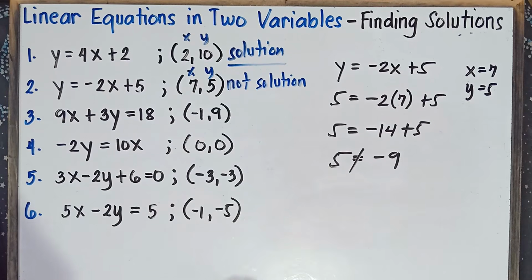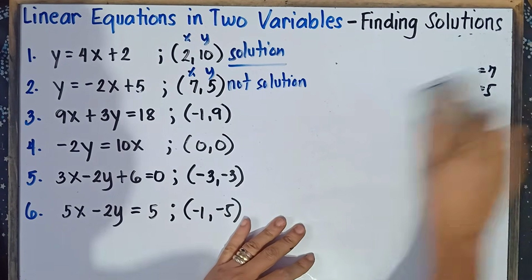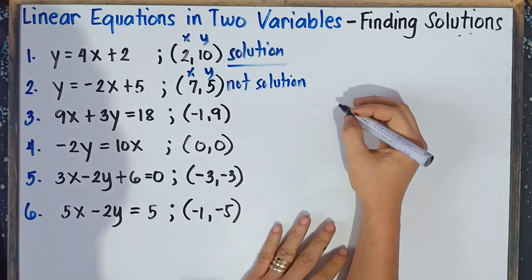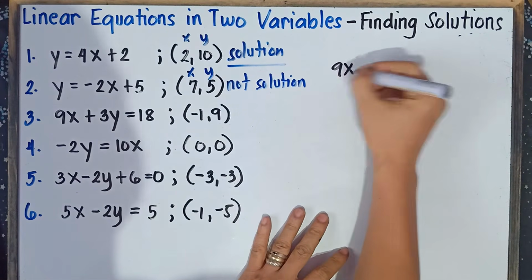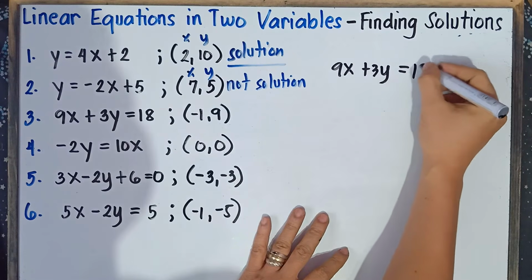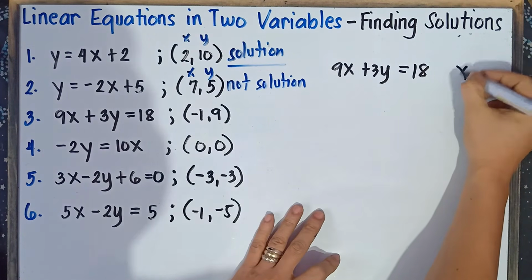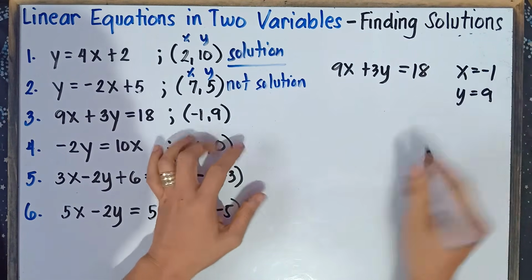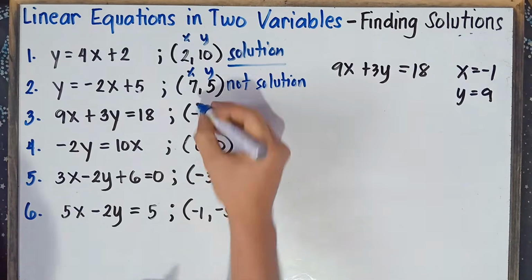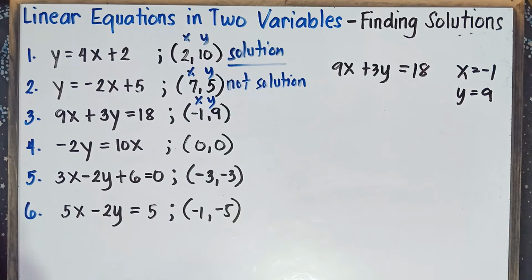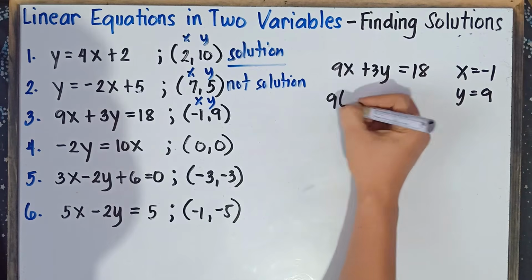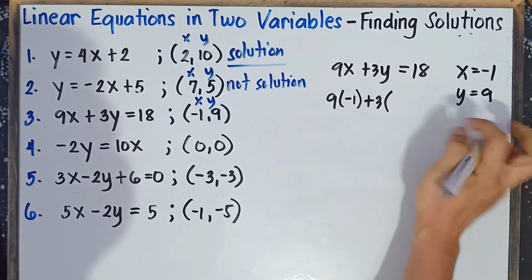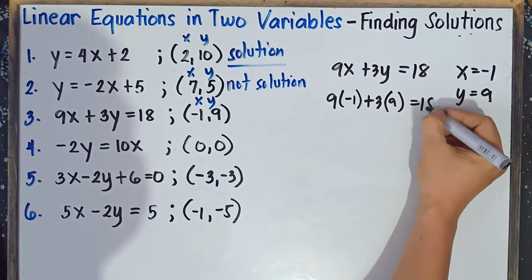Alright, so let's have example number 3. Very easy, right? For this one, simply substitute the value of x and then the value of y. So number 3, we have 9x plus 3y equals 18. The value of x, that would be negative 1. The value of y, that would be positive 9. Do it step by step, x and then y. Alright, let's do that. So, this will be 9 times the x value, that would be negative 1, plus 3 times the y value, that would be positive 9, equals 18.